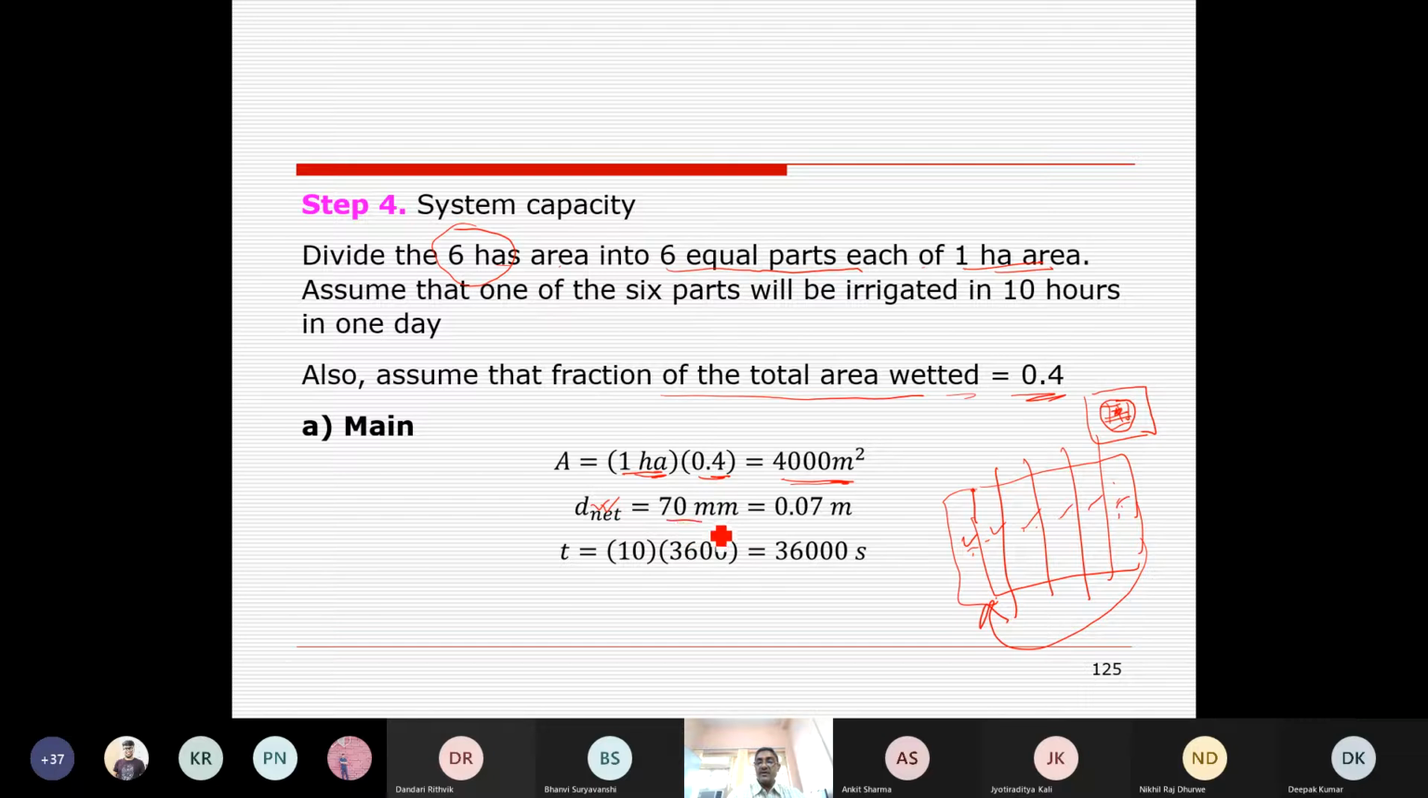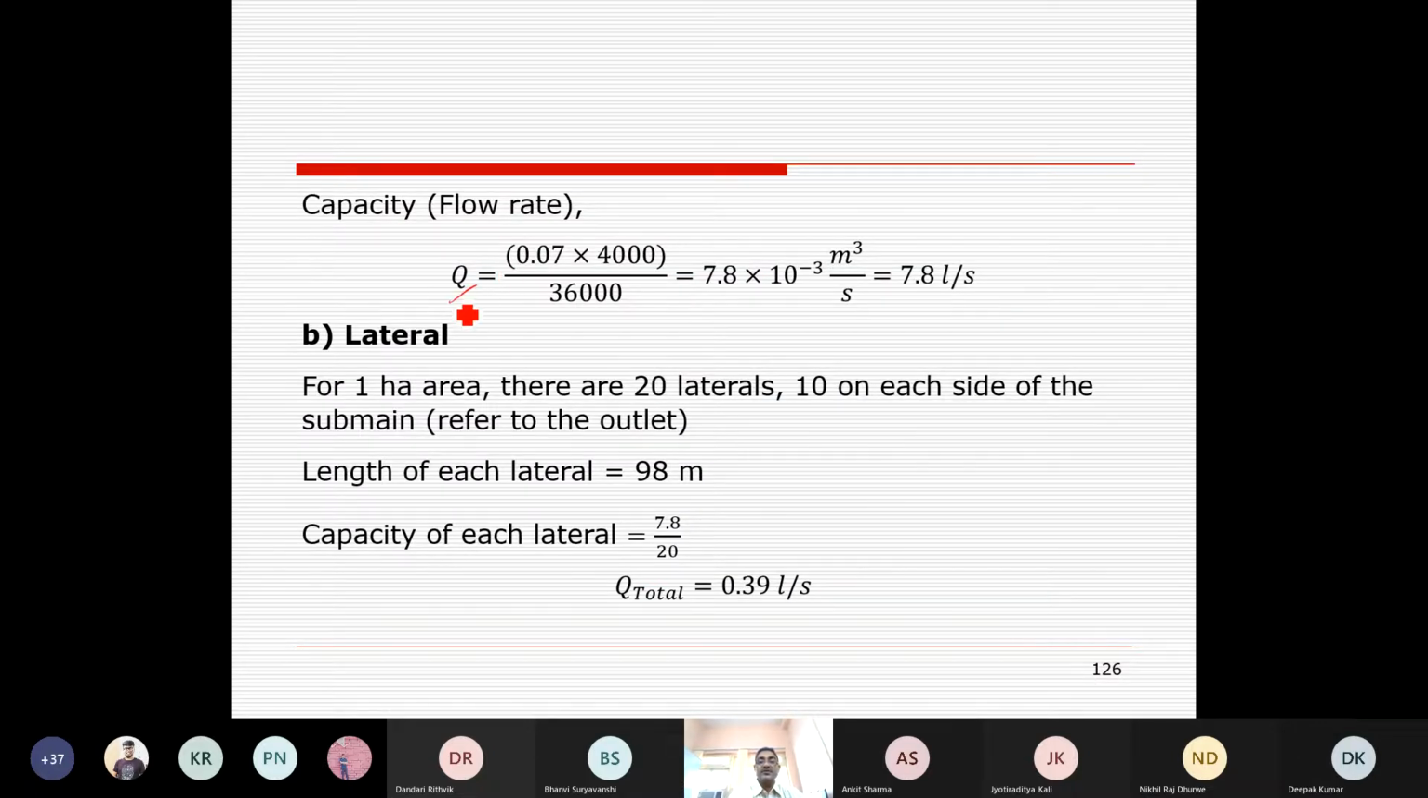The net amount we need to apply is 70 millimeter, or 0.07 meter, and time is 10 hours in a day, because this is just one part daily, and the operational time we are assuming is 10 hours in a day. So that is 36,000 seconds. So we need to apply 0.07 meter of water in this 4,000 square meter area in 36,000 seconds. So what will be the discharge rate in liters per second of the system? System capacity in that way will be this area, this depth, and this time, 36,000 seconds. That comes to 7.8 liters per second, which should be the system capacity.